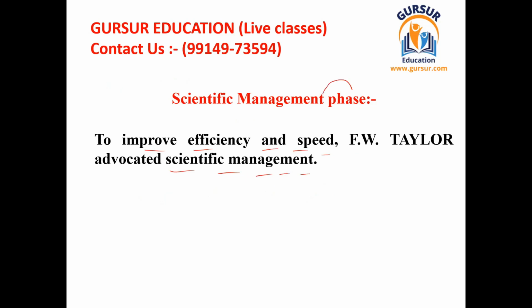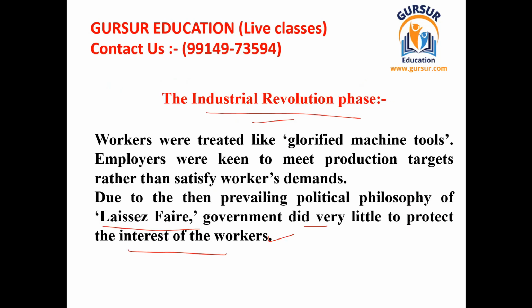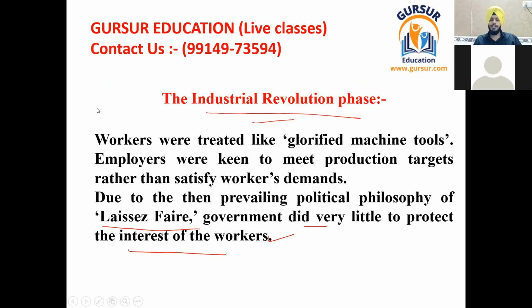So this is famously known as the phase of scientific management as suggested by F.W. Taylor. Right now, I have taught you about 4 phases of the industrial system. This is what there is.